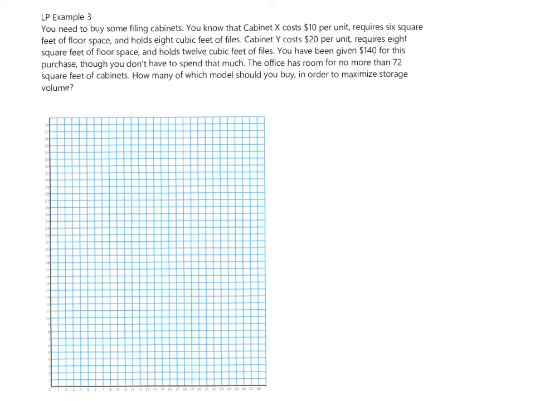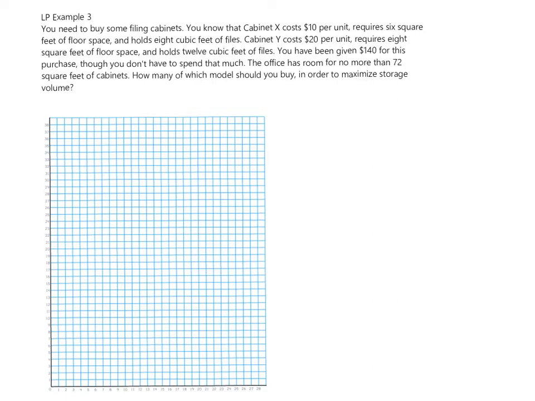So for this example, I'm going to make a table. It says you need to buy some filing cabinets. You know that cabinet X costs $10 per unit, requires 6 square feet of floor space, and holds 8 cubic feet of files. Cabinet Y costs $20 per unit, requires 8 square feet of floor space, and holds 12 cubic feet of files. You have been given $140 for this purchase, though you don't have to spend that much. The office has room for no more than 72 square feet of cabinets. How many of which models should you buy in order to maximize?